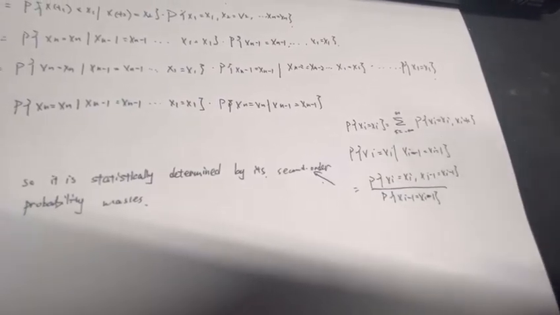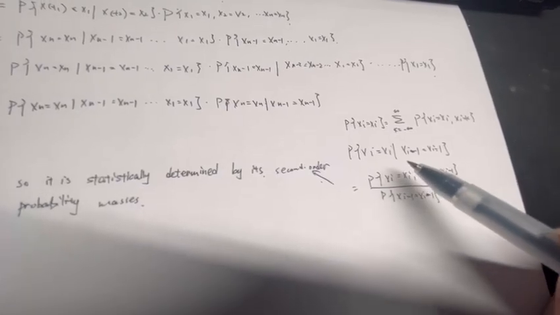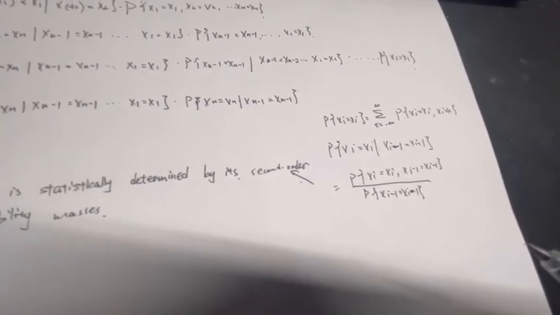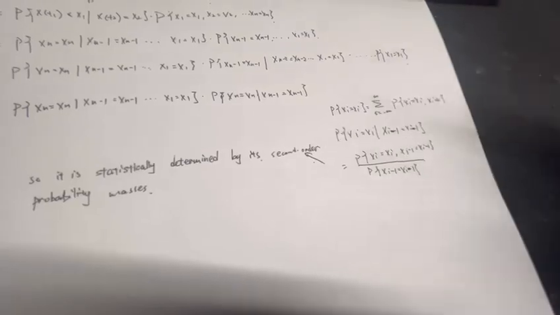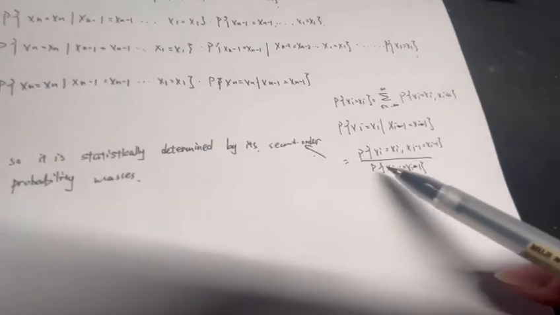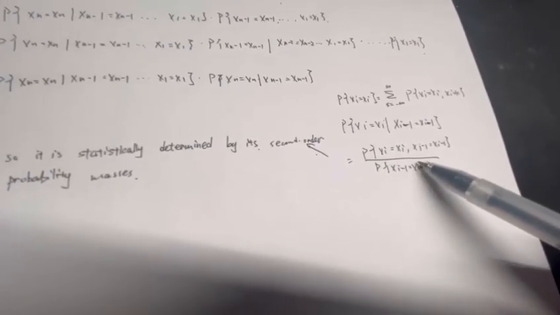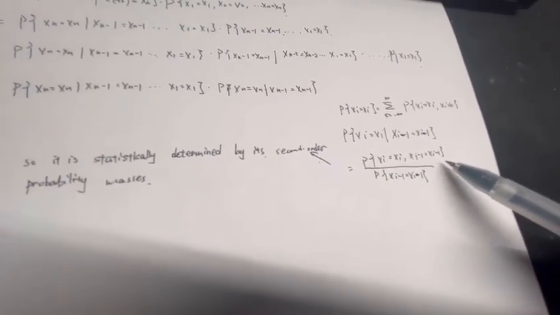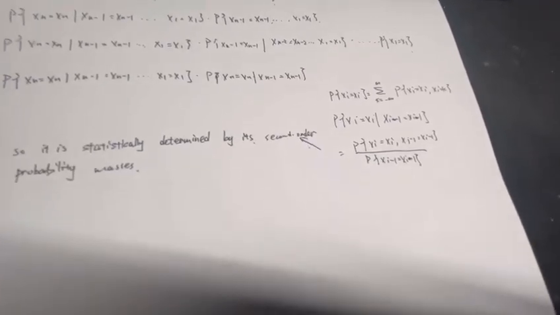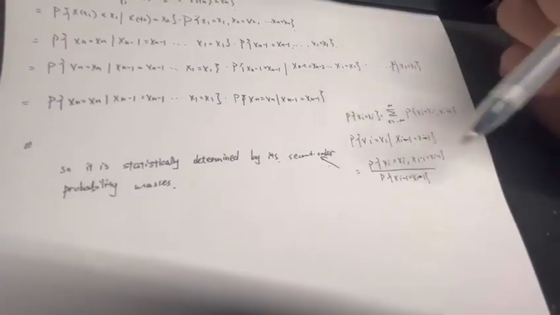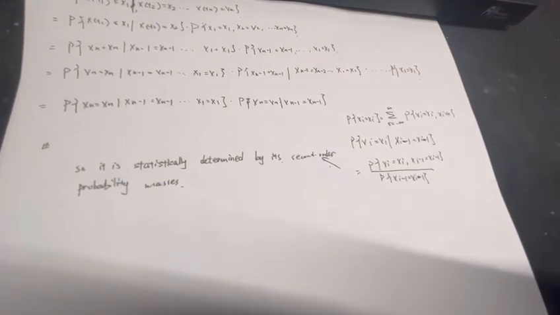So the probability of Xi equals xi on the condition that Xi minus 1 equals xi minus 1 will be equal to the probability of Xi equals xi and Xi minus 1 equals xi minus 1, divided by the probability of Xi minus 1 equals xi minus 1. So you can see these two functions are the same.